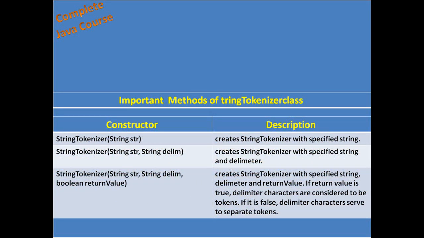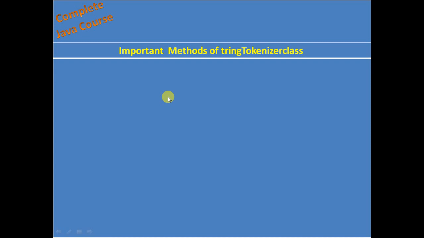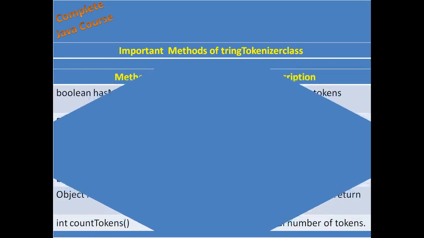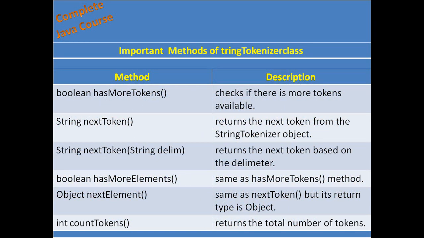Now the important methods of the StringTokenizer class. Sorry, what I just read was the constructors. So some important methods of the StringTokenizer class are, method and description.